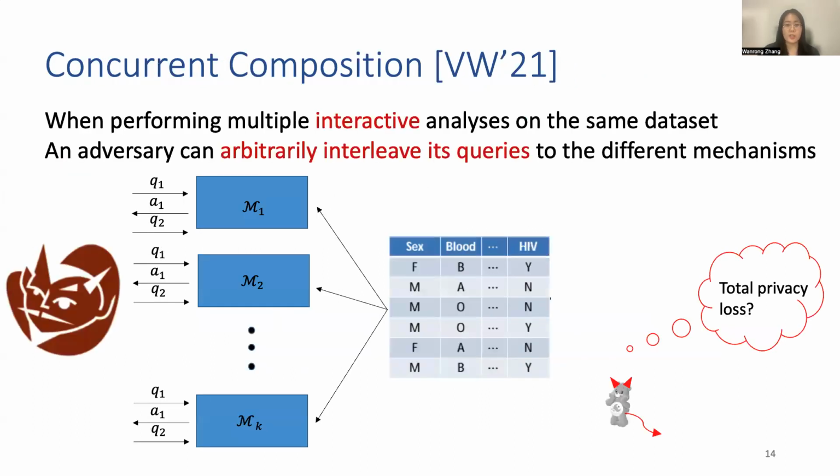Concurrent composition was first studied for differential privacy in Vadhan and Wang 2021. In this setting, an adversary can arbitrarily interleave its queries to different mechanisms. Those queries might be correlated and depend on answers received from other mechanisms. So it's not clear if the adversary can run any concurrent attack to break the overall privacy guarantee. We wish to provide a provable guarantee to account for the total privacy loss in such a system.